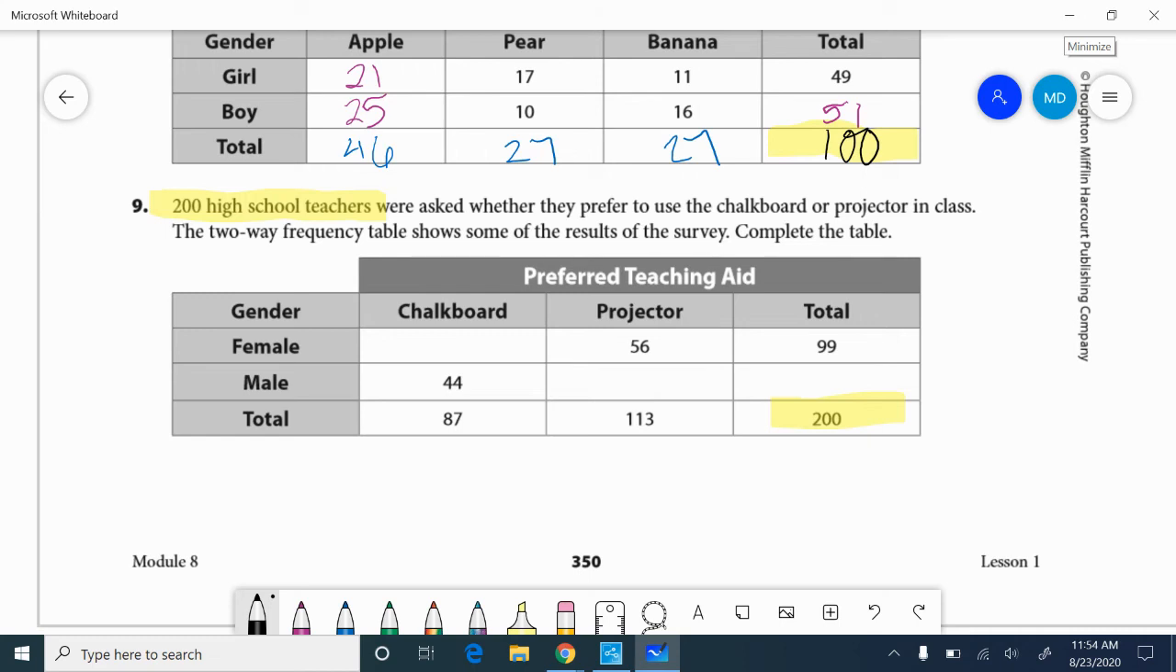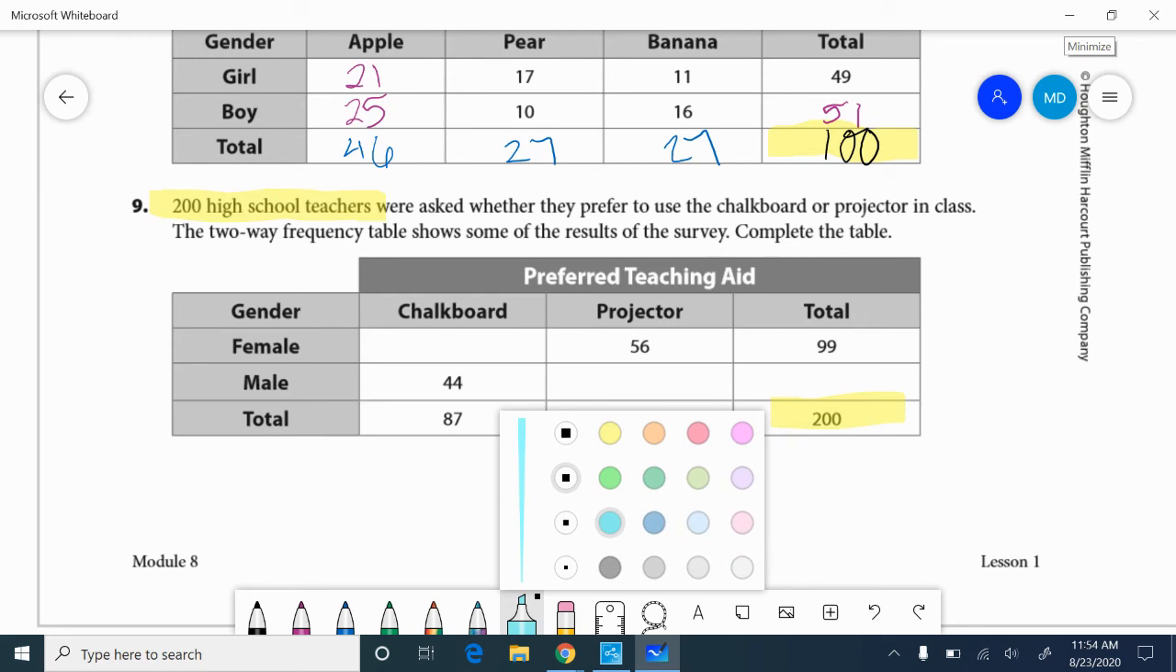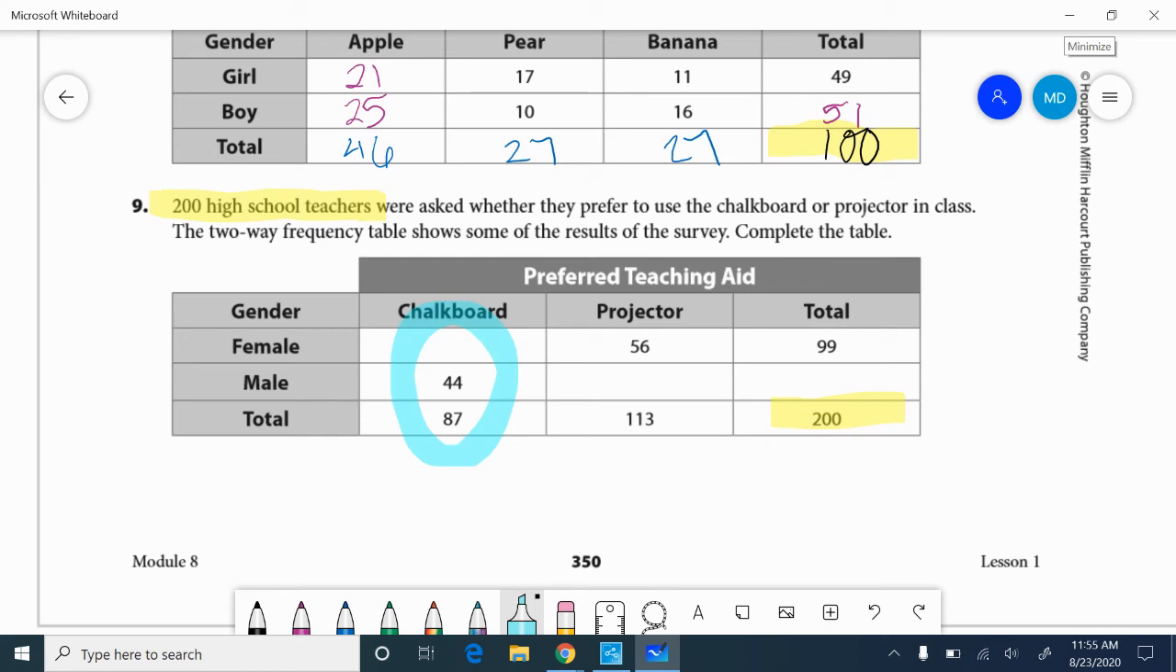Okay, so we are going to fill in some info. We're looking for a row or column where there's only one data value missing. So I'm going to get a different color highlighter here, and you can see that this has only one thing missing. So I can work backwards. Some number plus 44 equals 87. 87 minus 44 gives me 43. Let's find somewhere else where there's only one missing. It's any of these really at this point. 56 plus some number equals 113. So 113 minus 56 will give me 57.